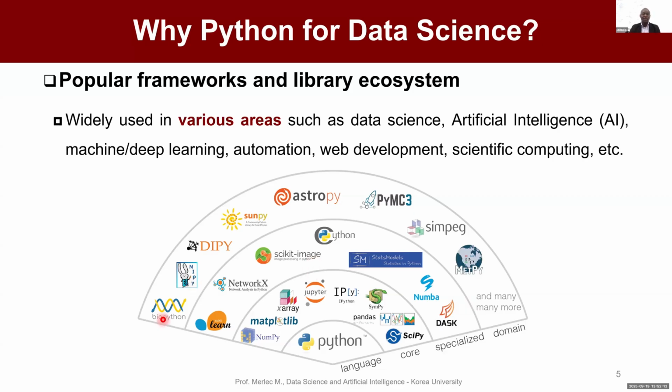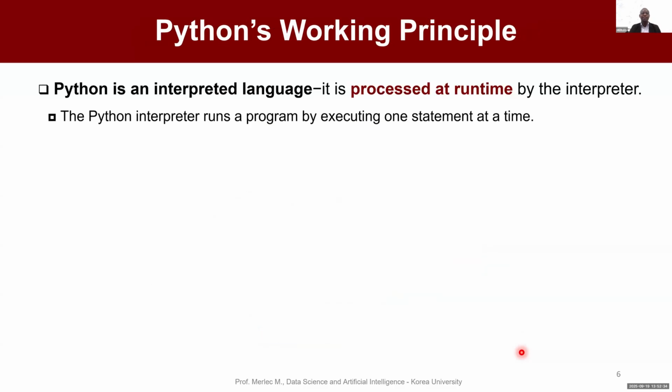ecosystem. On top of that, we also have domain-specific frameworks and libraries. So depending on your domain, you can find support for most of the tasks related to your domain in the Python ecosystem. That's why it has positioned itself as one of the predominant programming languages out there. So let me now give you the key principles of the Python language.